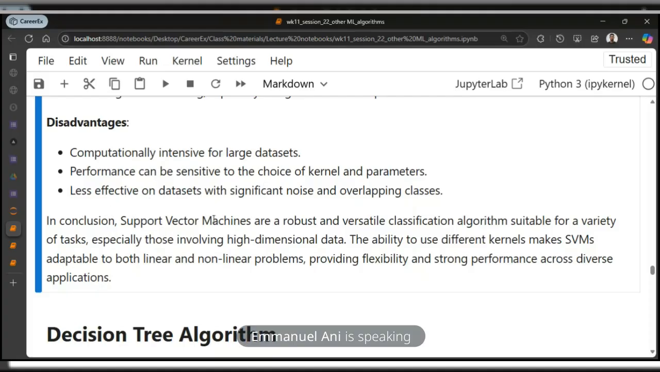In conclusion, SVM is a robust and versatile classification algorithm suitable for a variety of tasks, especially those involving high dimensional data. So when you have high dimensional data, SVM is very good, and it will perform well.